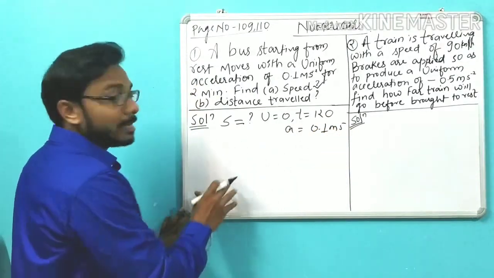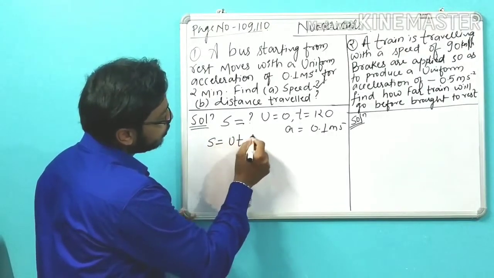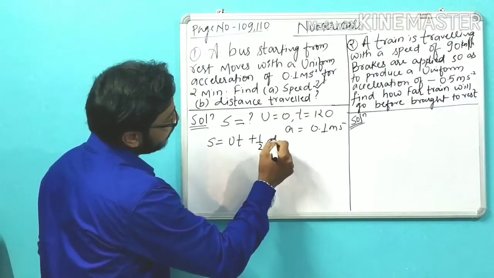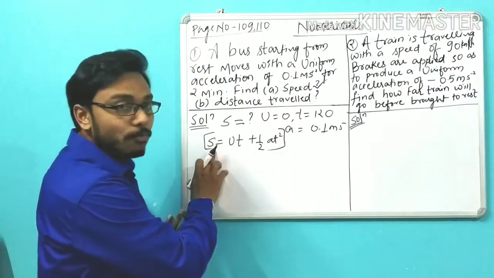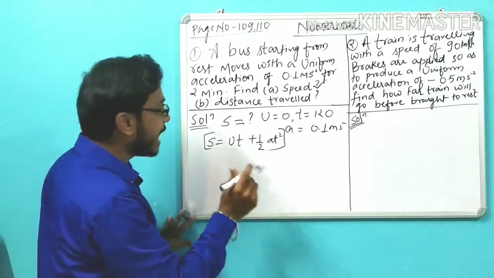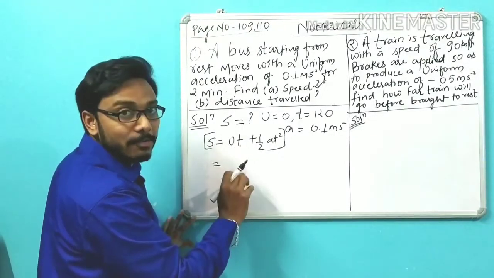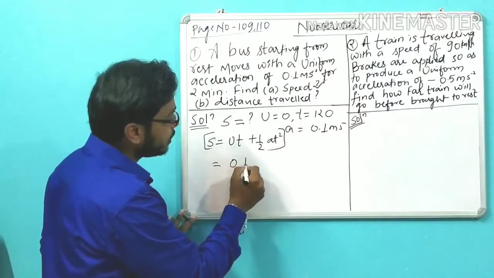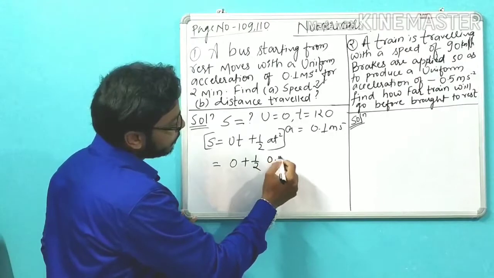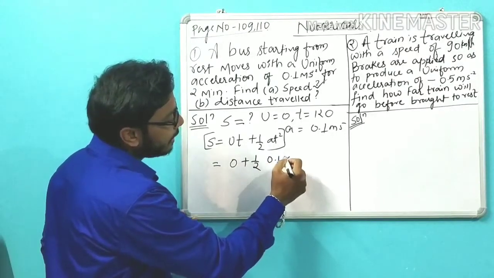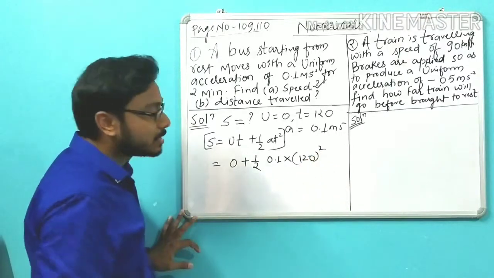Now in the second equation you have seen, s is equal to ut plus half at square. This is the second equation of motion. So we have to find distance and the other values we have. Let us put u is 0, and 0 multiplied by 120 seconds will be 0 only. So 0 plus half, acceleration is 0.1 into t square, 120 square.